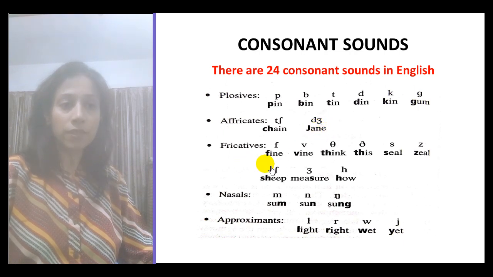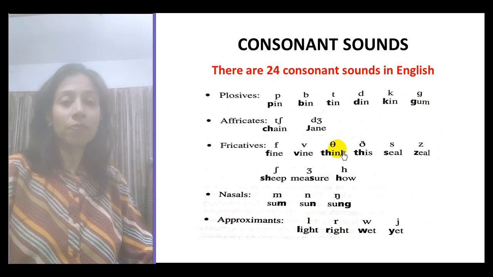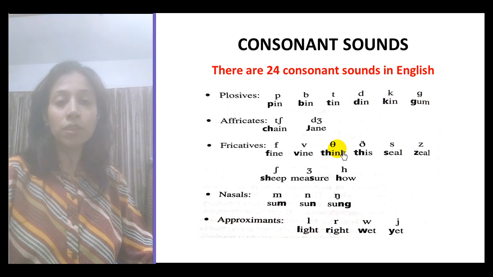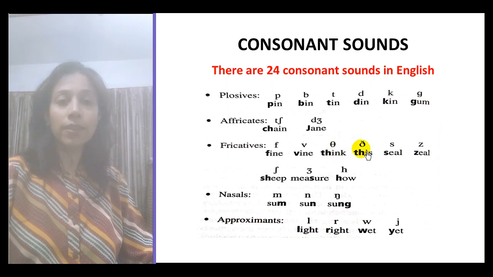Then we have fricatives, and within fricatives we have f, w, th. Now th has to be pronounced in a way that you keep your tongue very close to the teeth, and then you produce it by throwing the air out from between your teeth and the tip of the tongue. It's like th, think. The next one is this, the sound.